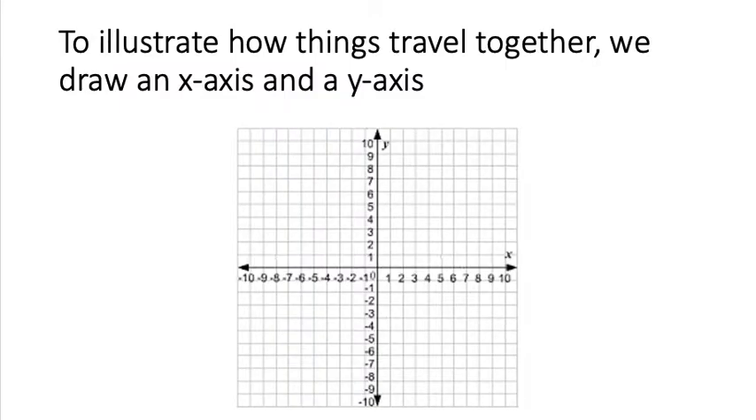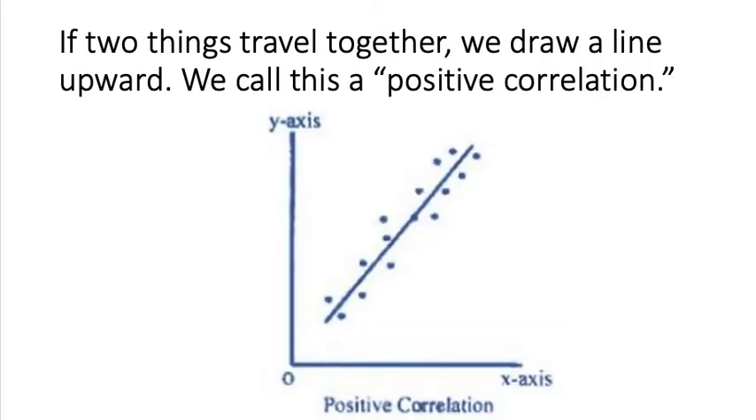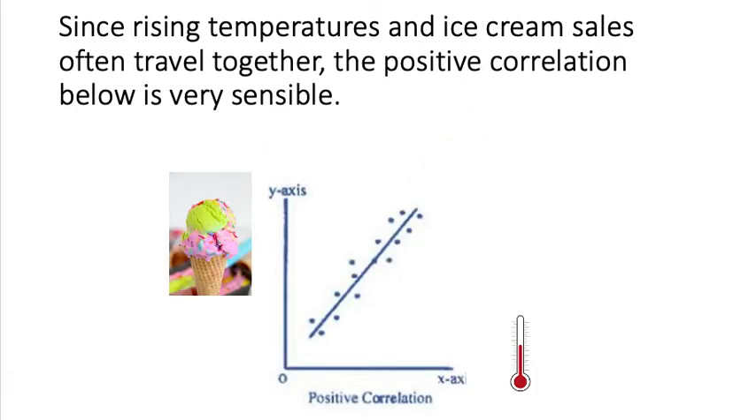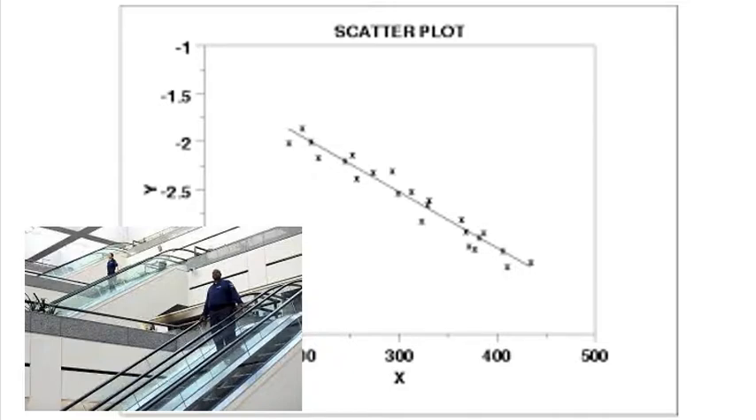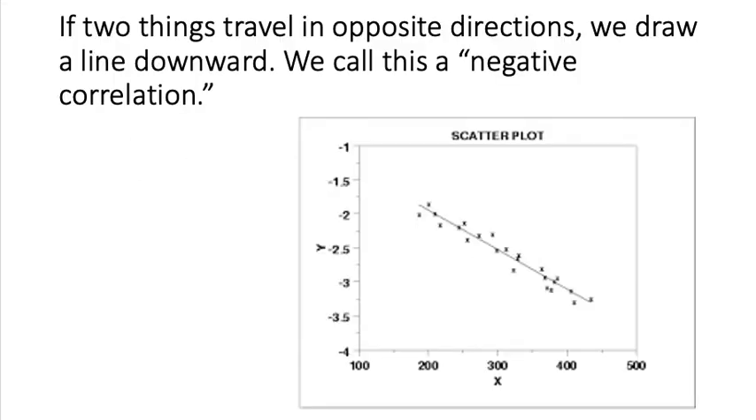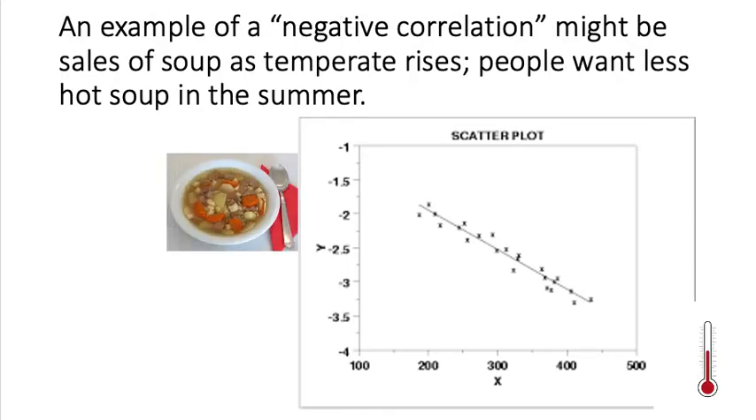To illustrate how things travel together, we draw an x-axis and a y-axis. If two things travel together, we draw a line upward. We call this a positive correlation. Since rising temperatures and ice cream sales often travel together, the positive correlation below is very sensible. Here's a picture of a negative correlation. View or think of it as an escalator going down. If two things travel in opposite directions, we draw a line downward. We call this a negative correlation. An example of a negative correlation might be the sale of soup as temperature rises. People want less hot soup in the summer.